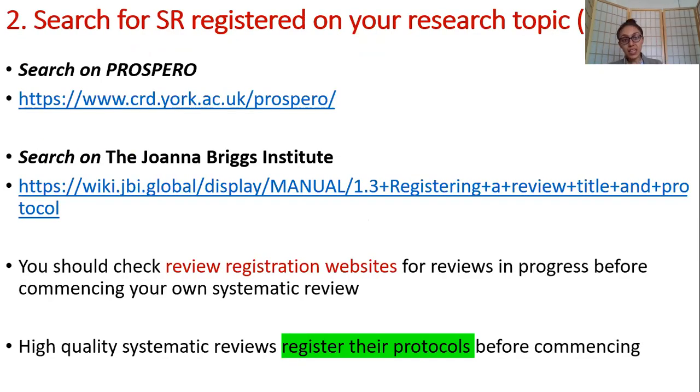All right. The second thing is to see whether your topic of interest is already being pursued as a systematic review by anyone else in the world. Okay. And how do you see that? You see that through these particular websites. These are the most common ones. There may be others out there, but these are the most common international platforms.